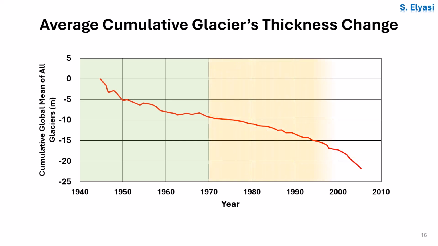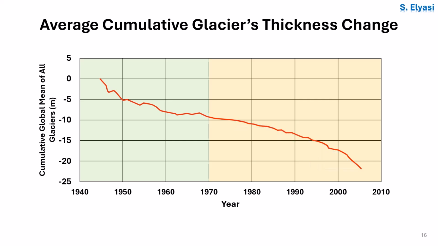Dramatic loss, 1975 to 2010. After 1975, the rate of glacier thickness loss accelerates dramatically. Each subsequent decade sees an increase in the rate of decline. Specifically, from 1996 to 2005, the mass loss was more than double that of the previous decade, 1986 to 1995, and over 4 times the rate from 1976 to 1985. This acceleration is a clear indicator of worsening global warming impacts on glacier volumes.